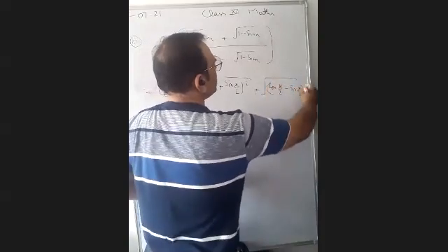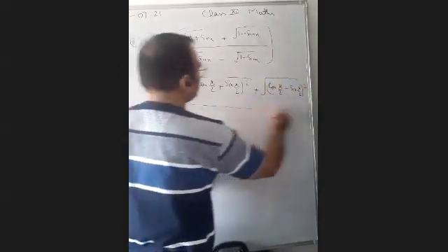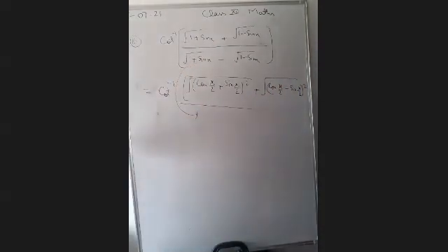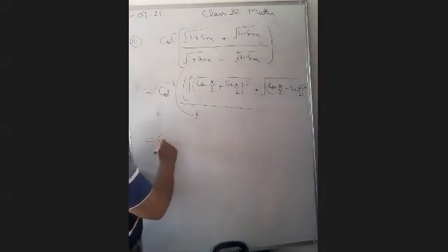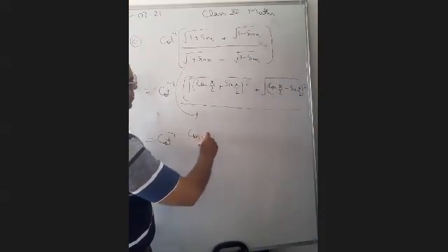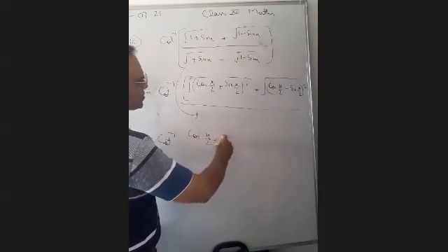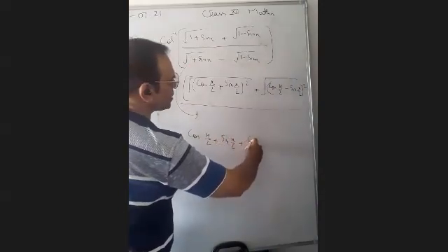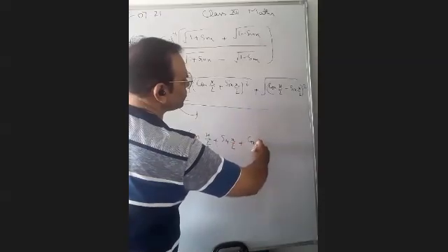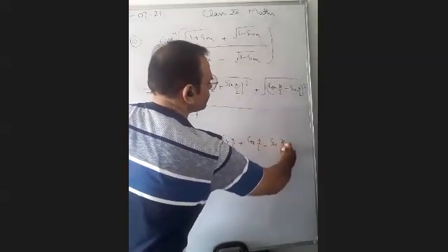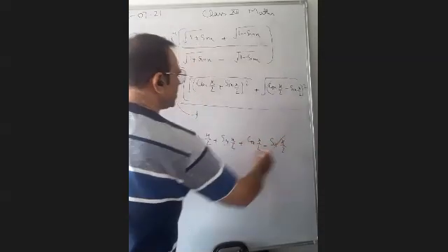ठीक है, in the same way you have to do in denominator also. I am not writing because of shortage of time. ठीक है, in next step you will write cos inverse cos x by 2 plus sin x by 2 plus cos x by 2 minus sin x by 2. तो sin x by 2 is cancelled.